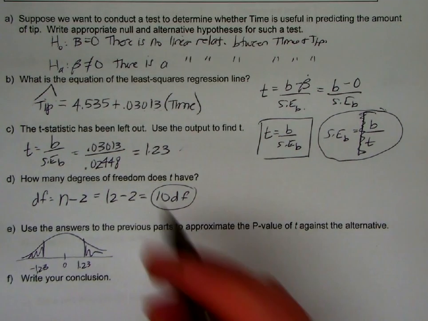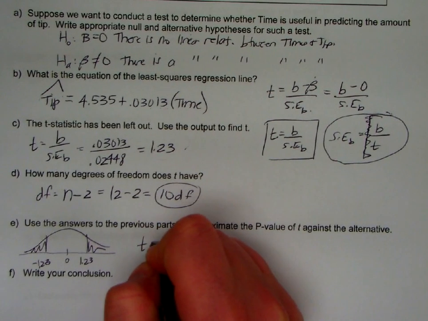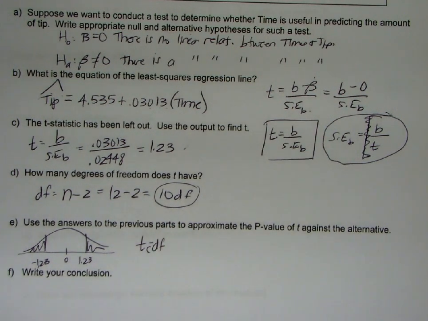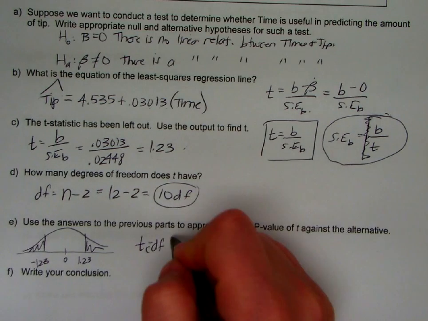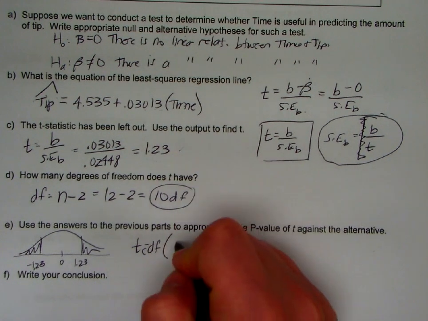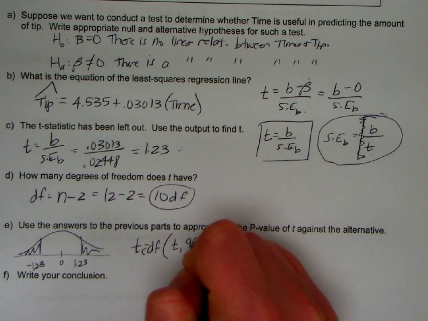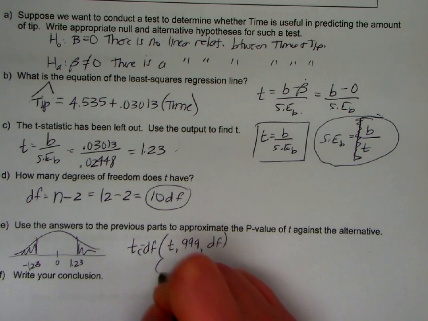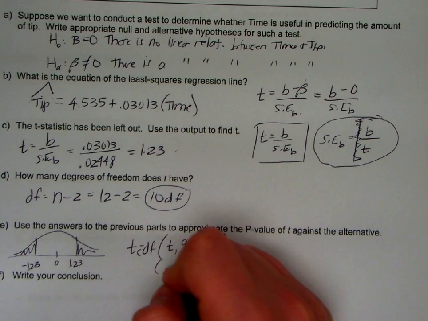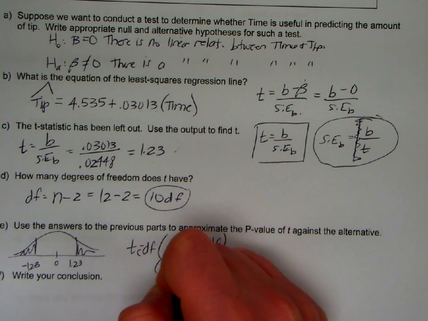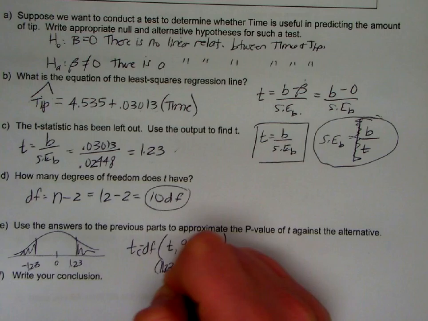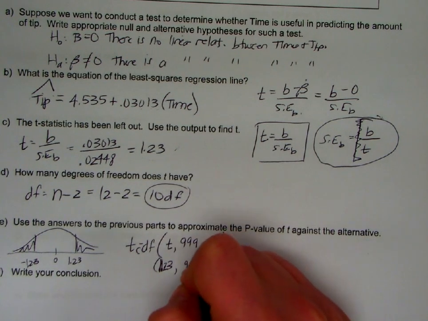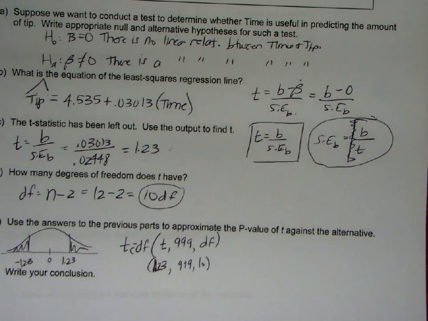So what you do is you go into your calculator to tcdf, and you're going to type in the t-value, comma 999, but also the degrees of freedom. So for our problem, 1.23, comma 999, comma 10 degrees of freedom.